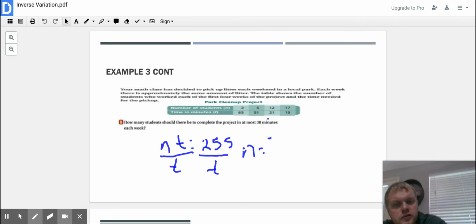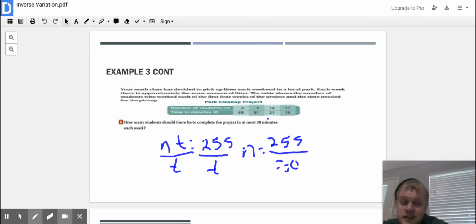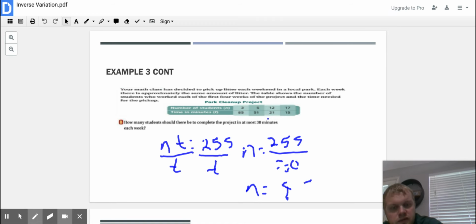So n should equal 255 over, and in our example here, t is going to be 30 minutes. So I'm going to divide 255 by 30. And same thing here. Since I already have it written out, all I got to do is solve it. And again, I can type that into my calculator. 255 divided by 30 should give us right around 8.5.